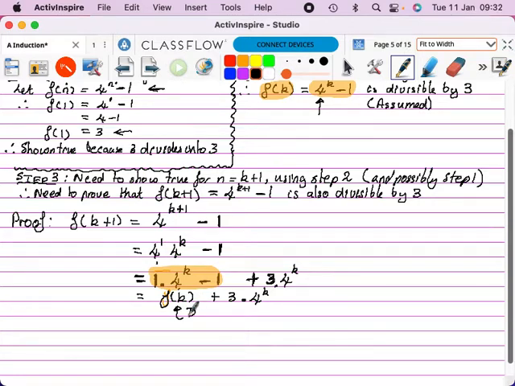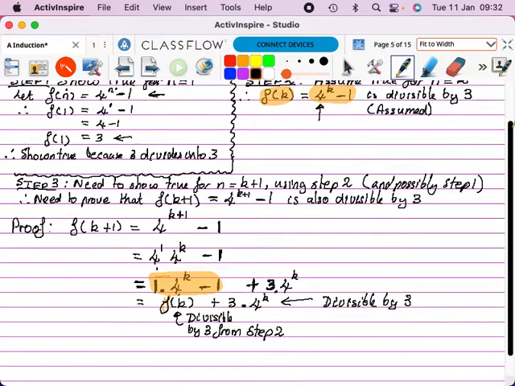So this is divisible by 3 from step 2. And what do I know about 3 times something? Well, anything multiplied by 3 is definitely divisible by 3. So I can also write here that this is divisible by 3.